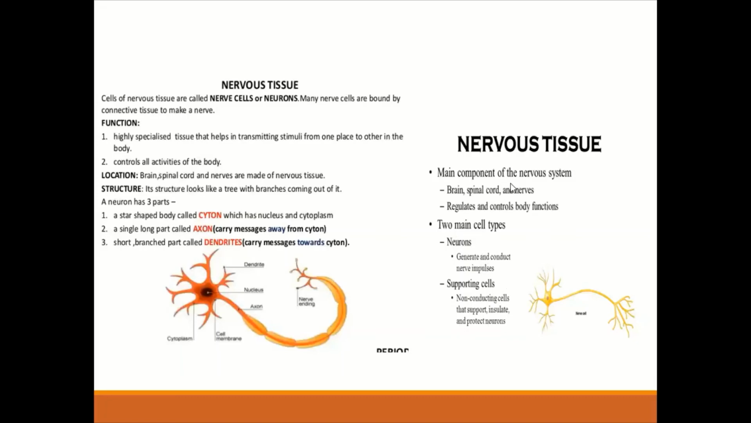Now, the main components of the nervous system are again the boss, brain, the spinal cord, and your nerves, and they regulate and control the body functions.